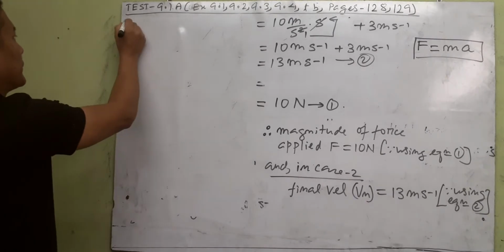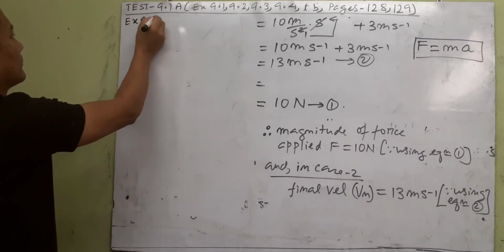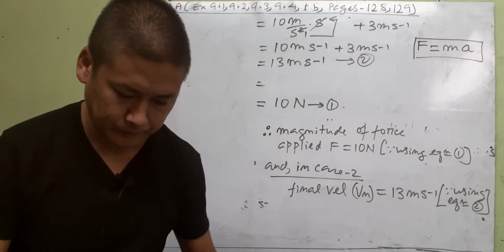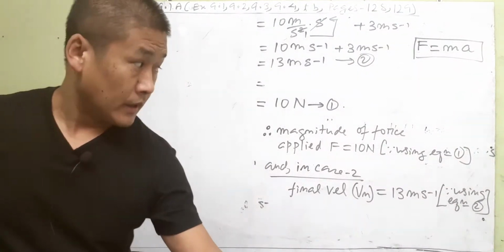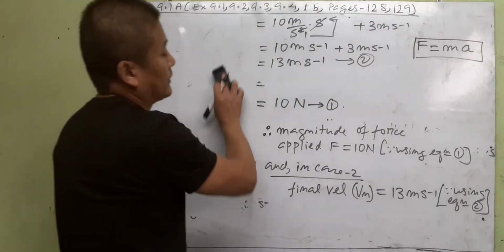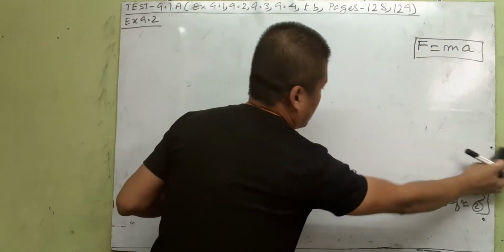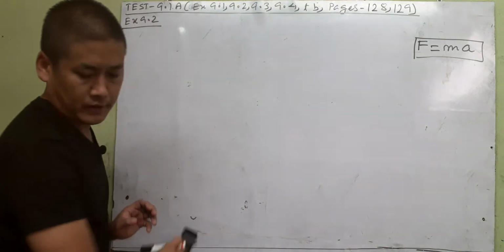So example 9.2. This is on textbook page 129, I think. Okay, so these are all simple questions, but need a little bit of patience and careful observation. Let me read the question for us.